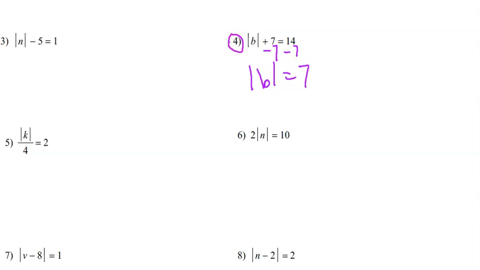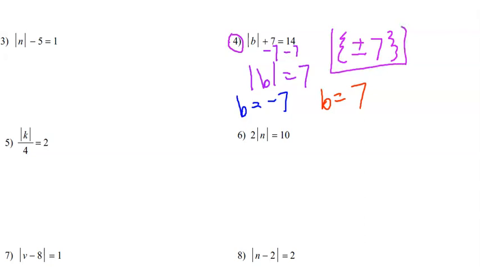Set up your positive piece and your negative piece. Your negative piece would be b equals -7. Your positive piece would be b equals +7. So your solutions are either -7 or +7. We don't have to check for extraneous solutions because there are no variables on the outside, and also our isolated equation has a positive on the other side of the equation. So these would be our answers.